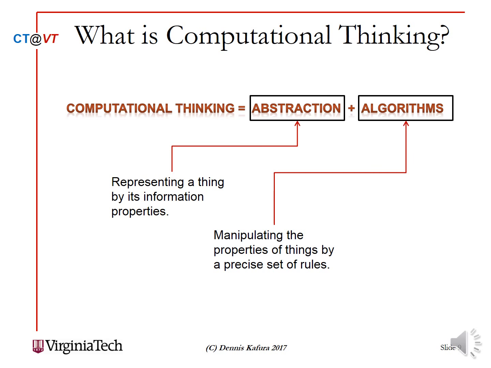As used in this class, the term computational thinking is the combination of two very powerful ideas in computing. The first is abstraction, which is the ability to represent or model entities in the real world by a collection of information properties that describe relevant aspects of that entity. In this class, big data sets containing abstractions of real-world things from earthquakes to crime will be used.